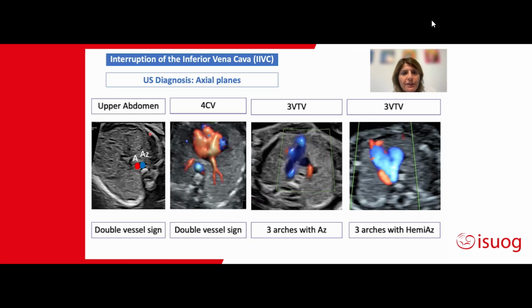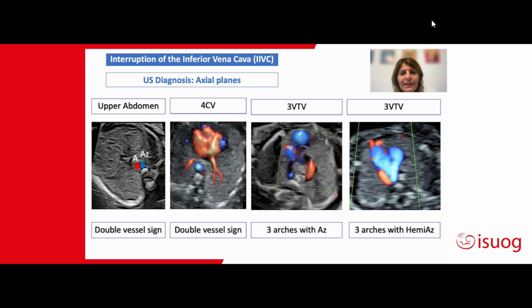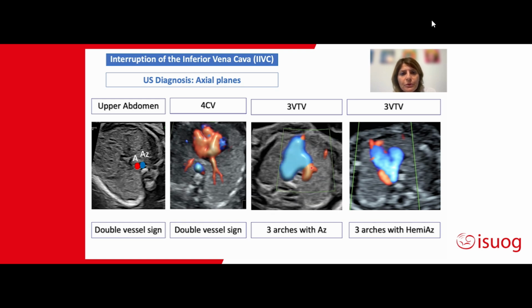In an axial plane of the upper abdomen, we can note the absence of the inferior vena cava and the demonstration of another vein side by side to the aorta. This sign has been termed double vessel sign, and it is also present in the 4-chamber view posterior to the left atrium. At the level of the 3 vessels and trachea view, 3 arches instead of 2 are visible, with the 3rd arch on the right of the aorta connecting to the superior vena cava, showing an opposite direction of flow to that of the aortic and ductal arches.